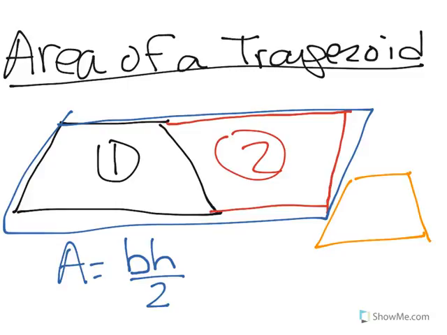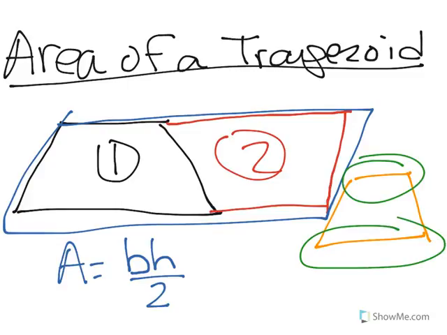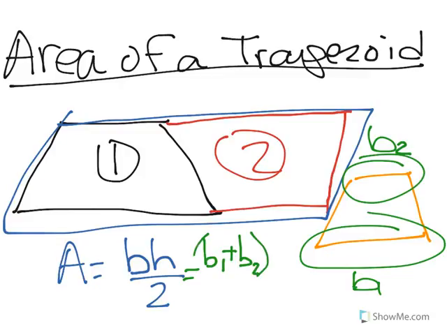I have a base 1 and a base 2. The bases are parallel to each other. That's what the bases are. So to make this formula fit for a trapezoid, I will add the bases together. So base 1 plus base 2 times the height divided by 2 is the formula for area of a trapezoid.